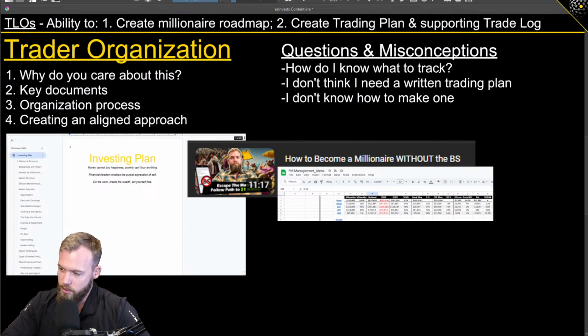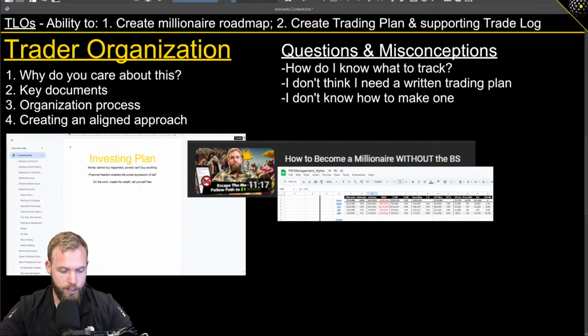N54 says, makes sense, we're all running blind. Yeah, the vast majority of people do. The vast majority of people literally just start trading. They somehow hope that it's magically going to work out, and it's crazy. It's literally the dumbest thing on earth.